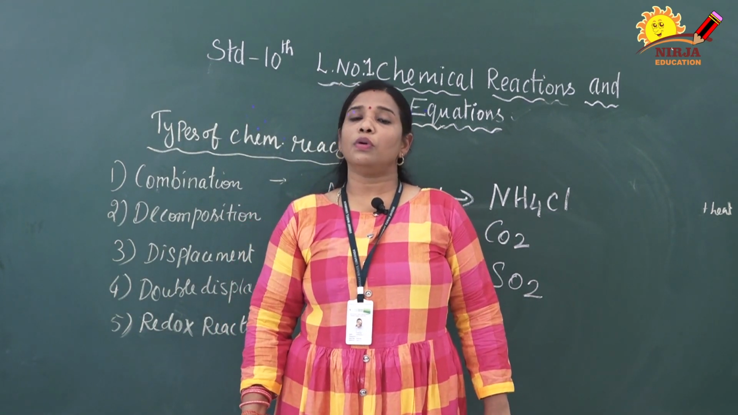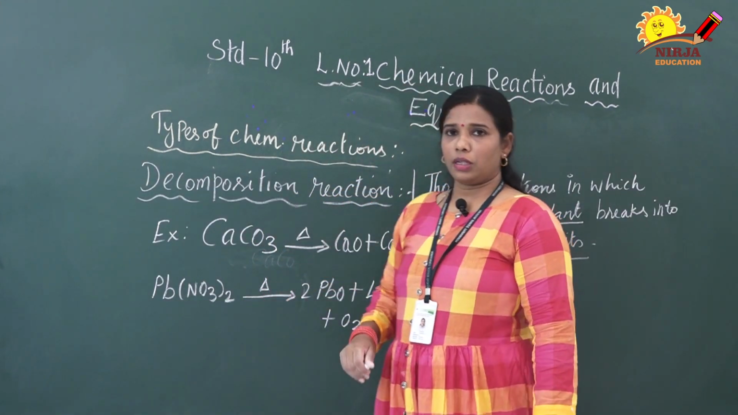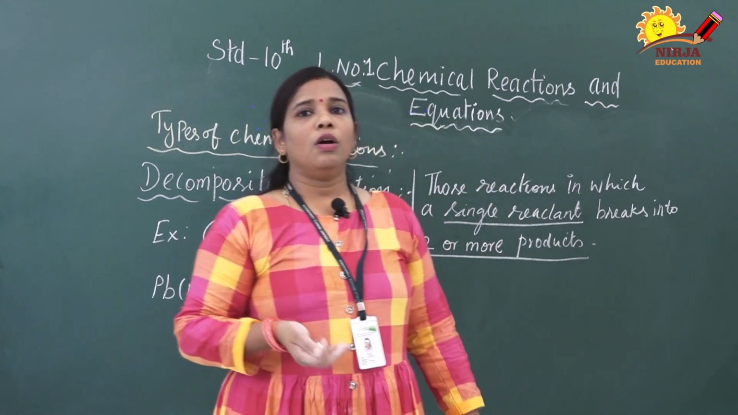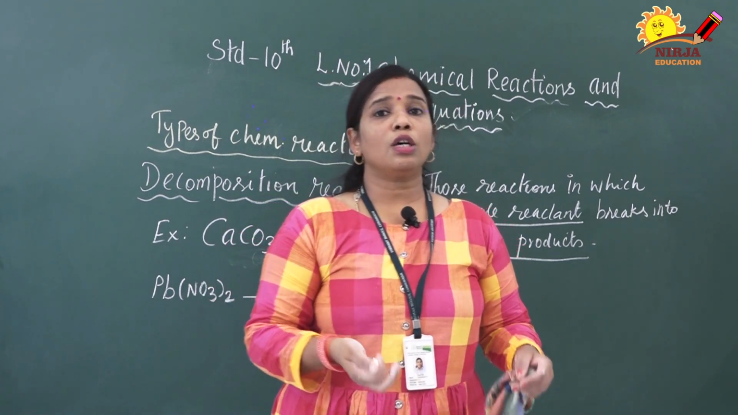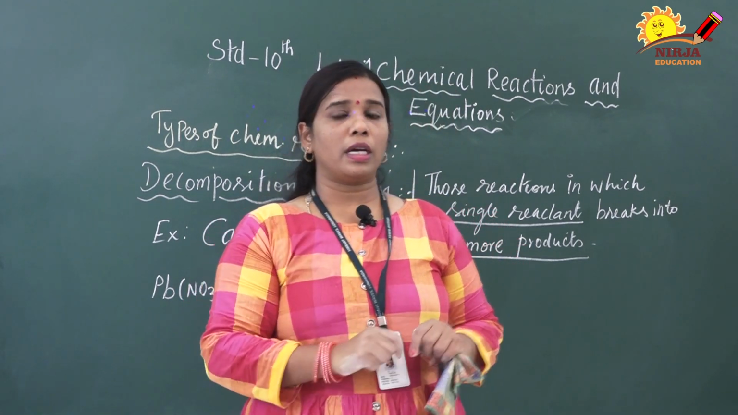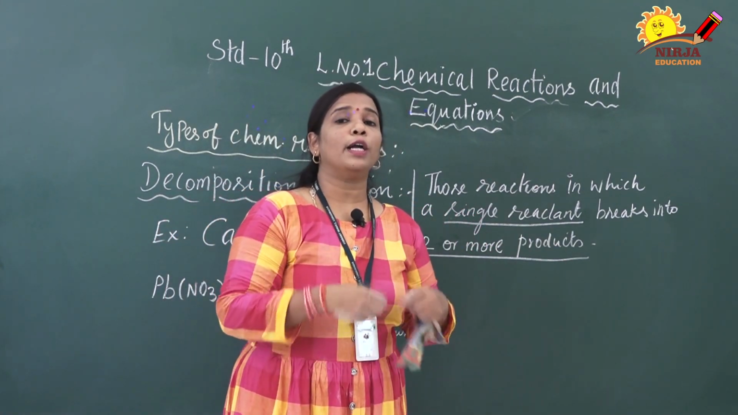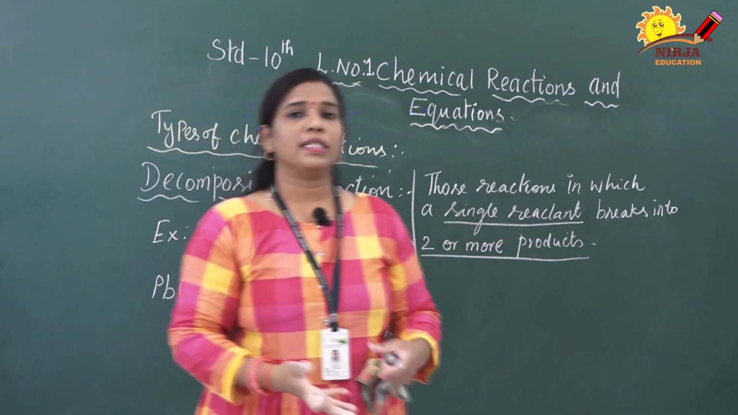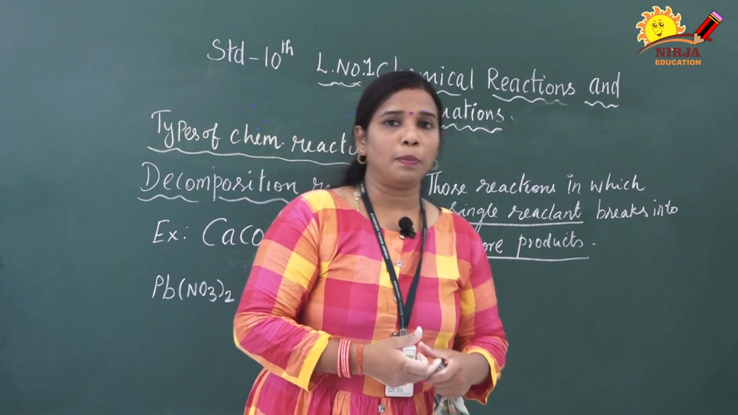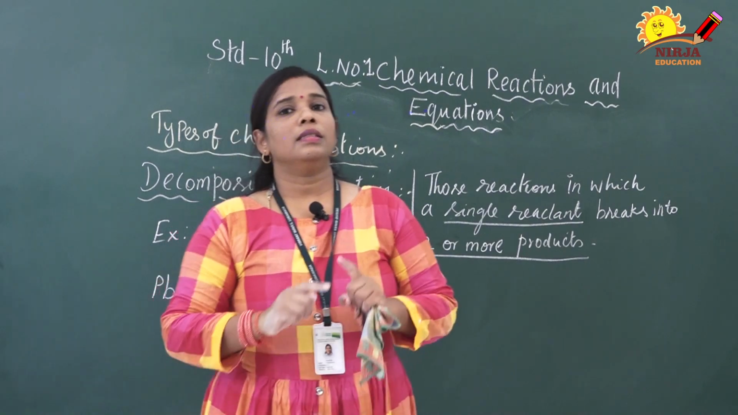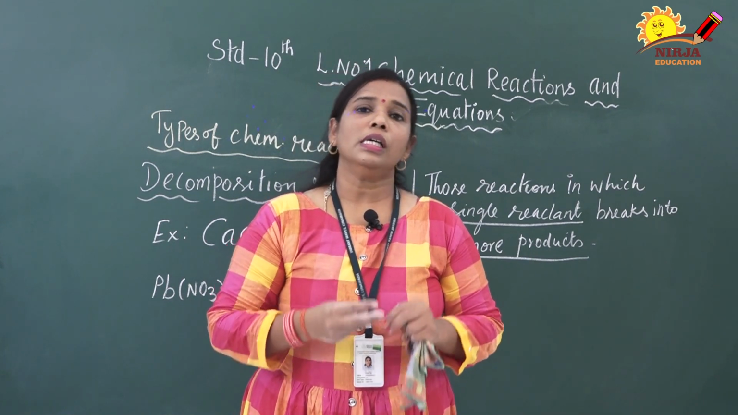Next we are going to discuss the decomposition reaction. As I have already told you, this is the opposite of the combination reaction. In the combination reaction, two or more reactants combine to produce a single product. But here, a single reactant breaks down, decomposes, breaking itself and producing two or more products. That reaction is called a decomposition reaction. Again I repeat, one reactant decomposes itself and produces two or more products, and that is called a decomposition reaction.